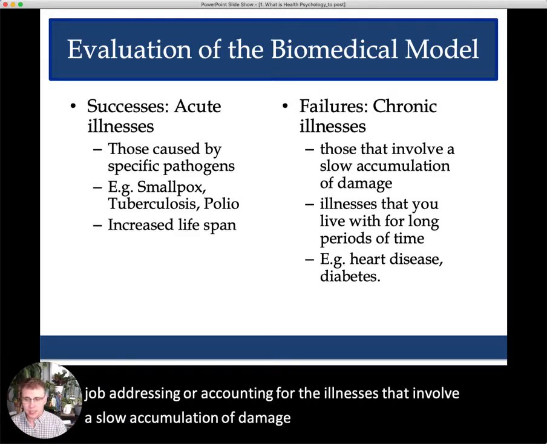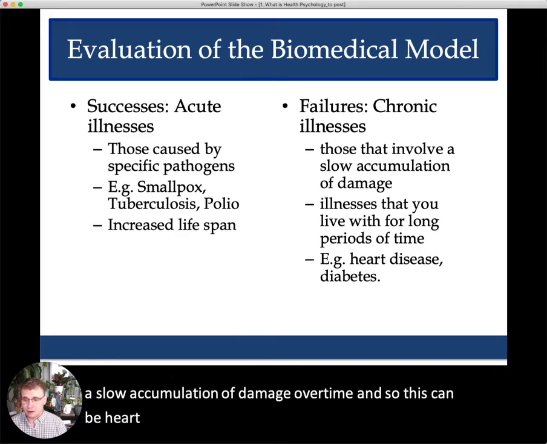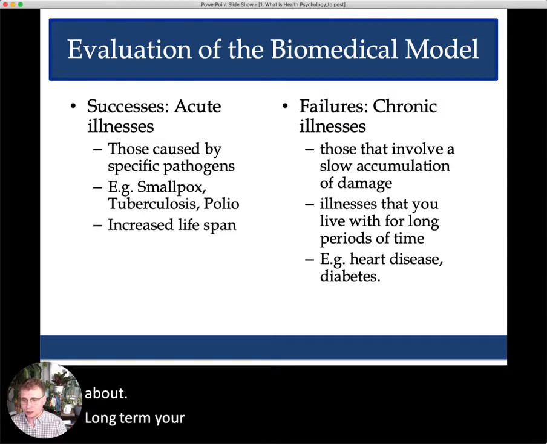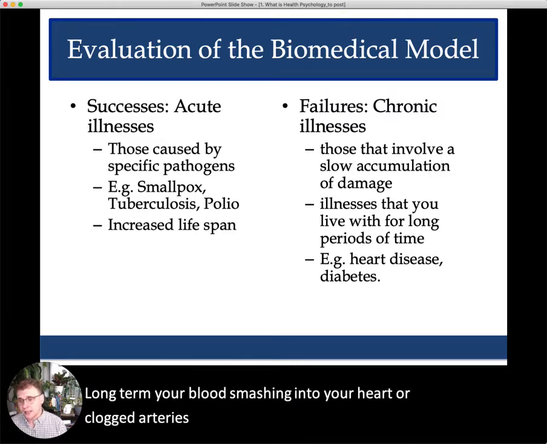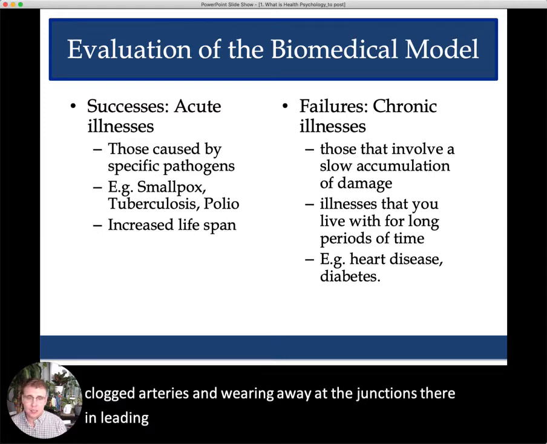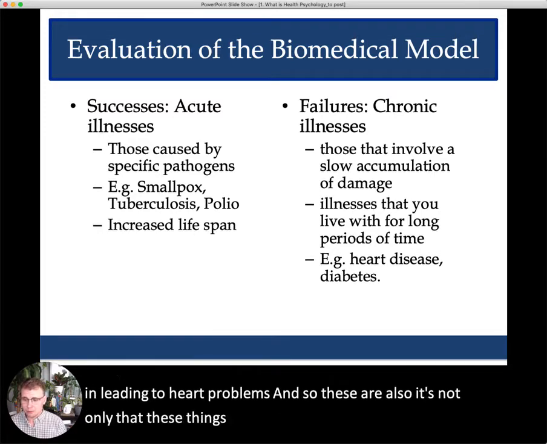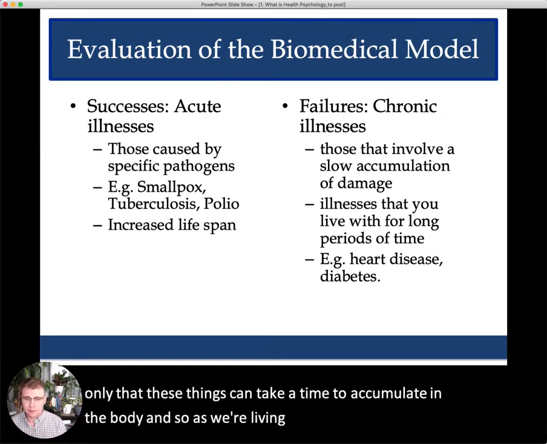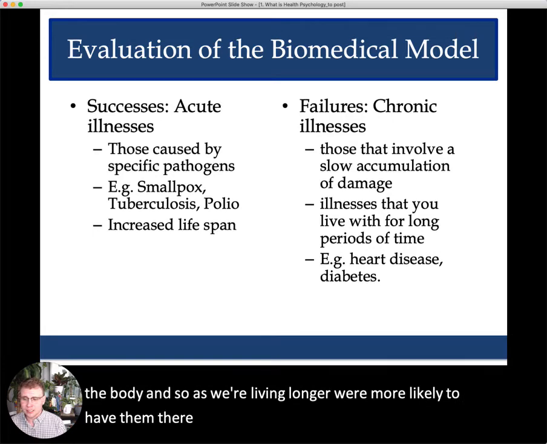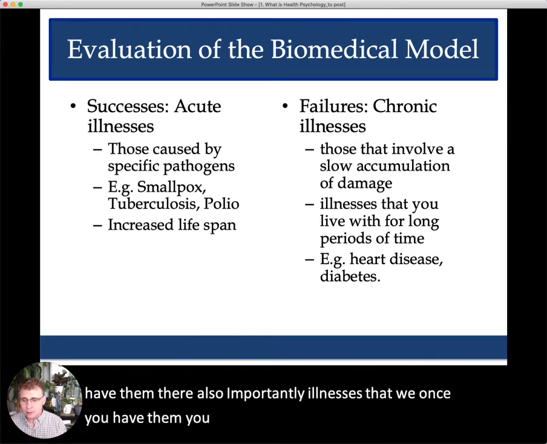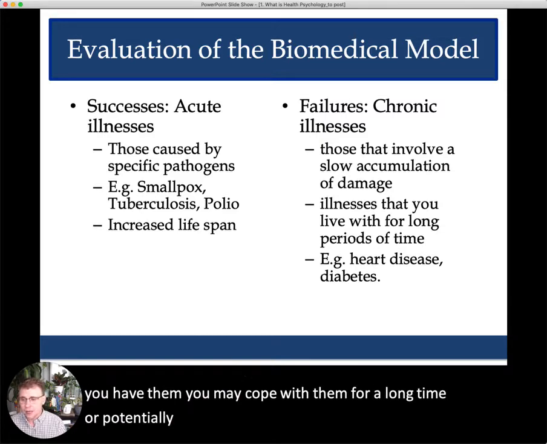And so this can be heart disease, right? That's really about long-term, your blood smashing into your heart or clogged arteries and wearing away at the junctions there and leading to heart problems. It's not only that these things can take a time to accumulate in the body, and so as we're living longer, we're more likely to have them. They're also, importantly, illnesses that once you have them, you may cope with them for a long time or potentially even for the rest of your life.